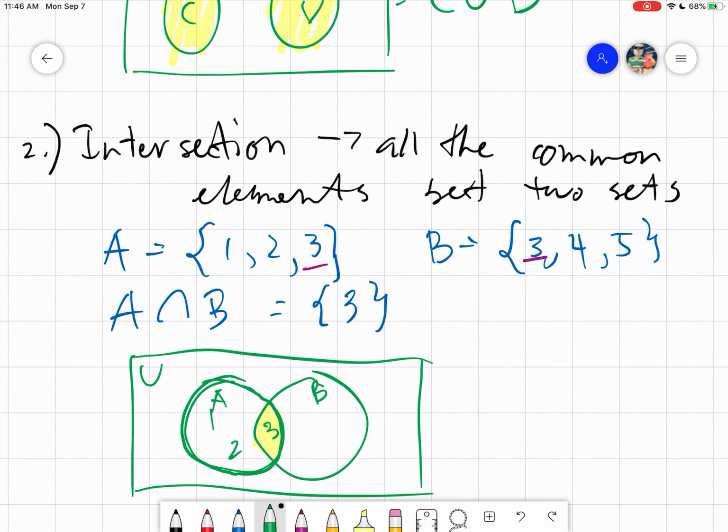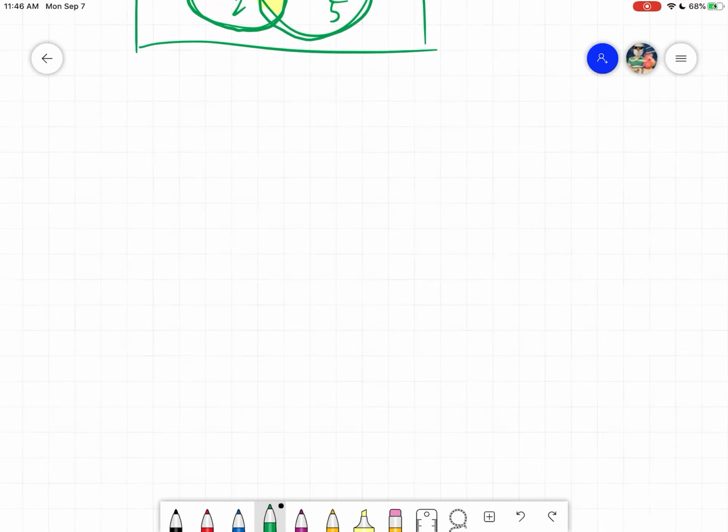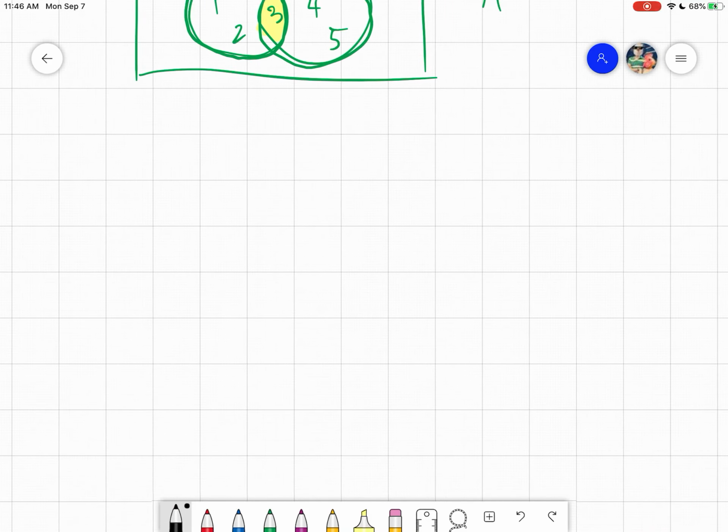Kaso, ang set B naman is 3, 4, and 5. Ito, yung 3, parte siya ng circle ng B. Okay? So, kung ay common doon sa dalawa, ang gagawin, i-intersect mo siya at ilalagay mo siya doon sa gitna. And isa-shade mo yun. Okay? And this is just simply your A intersection B. So, let's have another example para mas maintindihan.